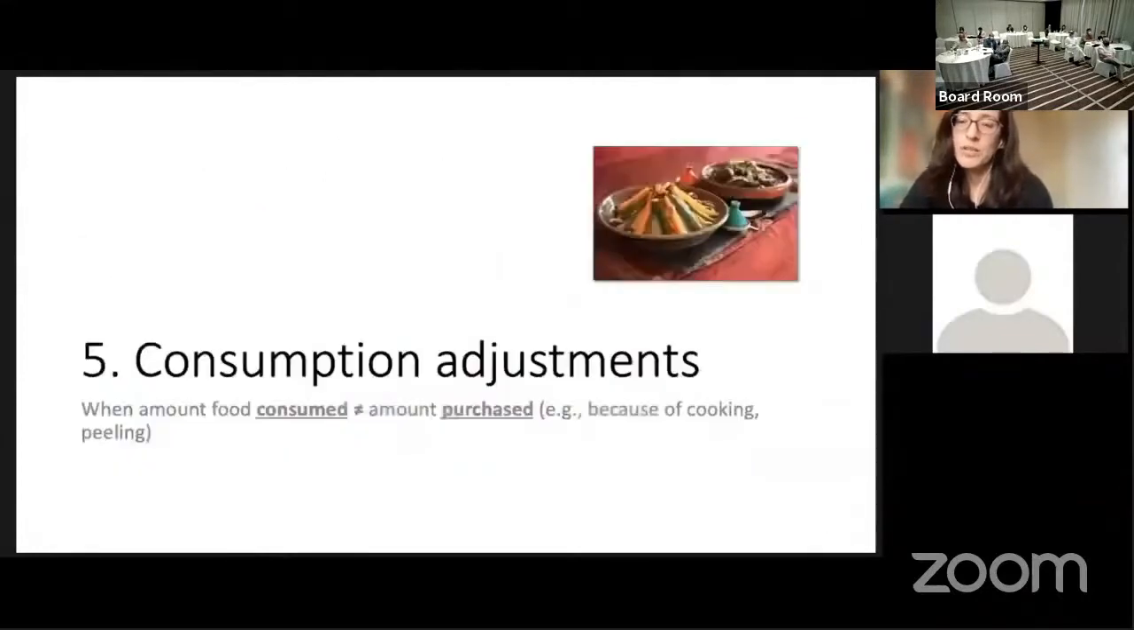For some foods, like milk or bread, for example, the amount consumed is equal to the amount purchased. But for other food items, like bananas or eggs, the amount of food consumed is not necessarily the same as the amount purchased because of peeling or cooking. This is something that needs to be taken into account.